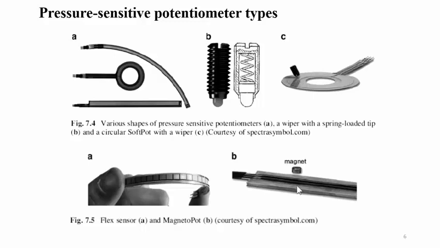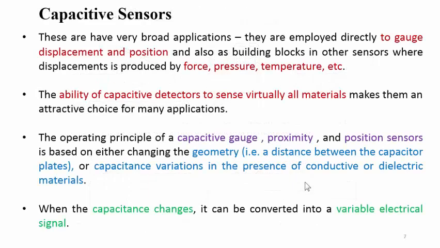The other package is the magneto pot. Here also you will find a resistive material and a magnet mechanism. Depending on the movement or the location of the magnet, we get a change in the resistance, and if that change in resistance is connected to a voltage divider network or external circuitry, we get the output voltage from the circuit. So in this way, the system can measure movement or displacement with the help of these kinds of sensors.